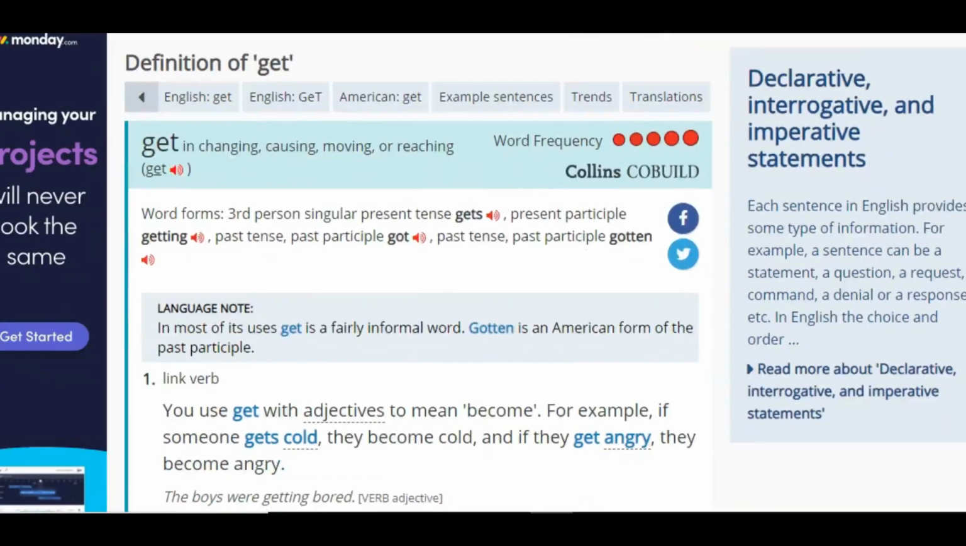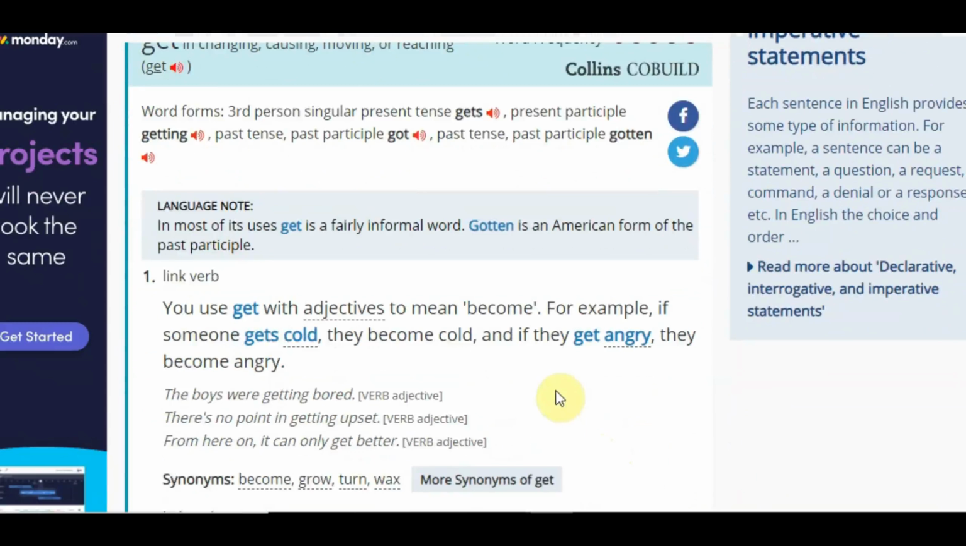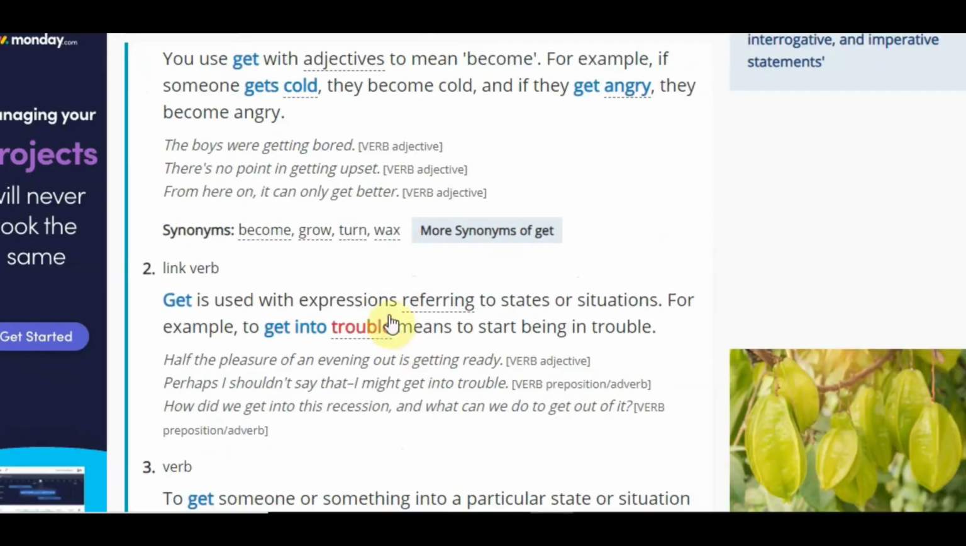Then, look at the different meanings of get in different contexts. In this sentence, the boys were getting bored. Getting means become. The boys were becoming bored. So in this context, get means become. And then look at the other words, such as: half the pleasure of an evening out is getting ready, referring to states or situations.